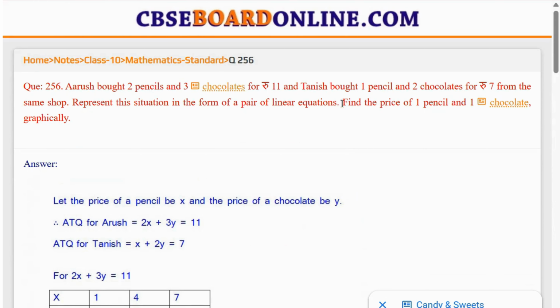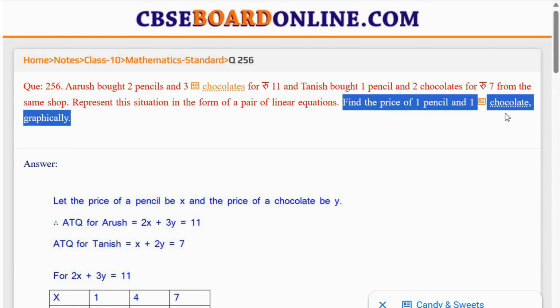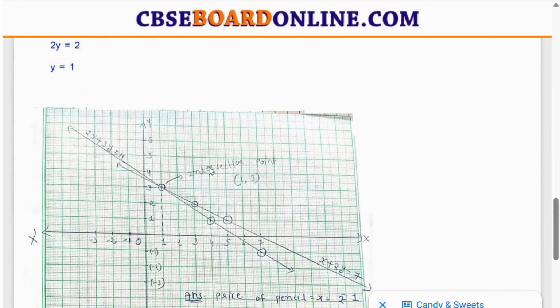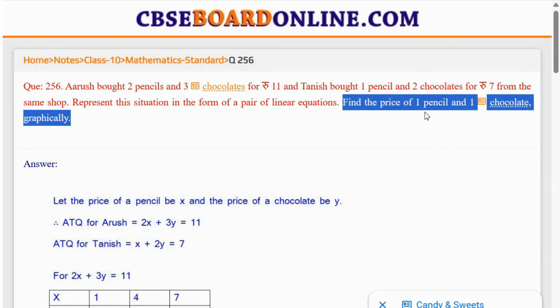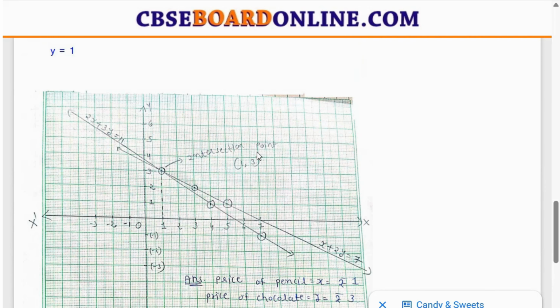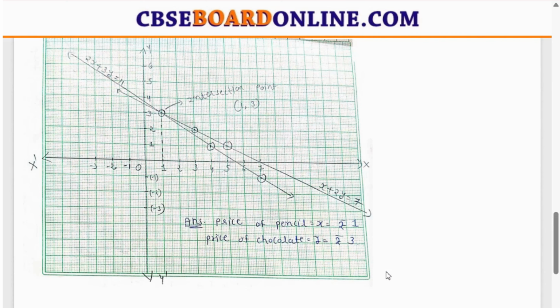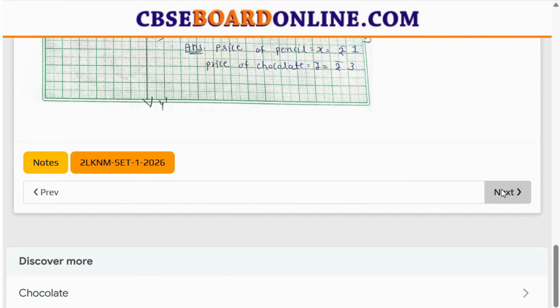Now in the question you have to find the price. You have to write the price of one pencil and one chocolate. So the point at which both of them are meeting is (1,3). This means the value of x, the value of pencil, is equal to 1, and the value of y, it is chocolate maybe, so the value of chocolate is 3. So it is written over here, the price of pencil is equal to 1 and price of chocolate is equal to 3. Okay, I hope I am clear to you.